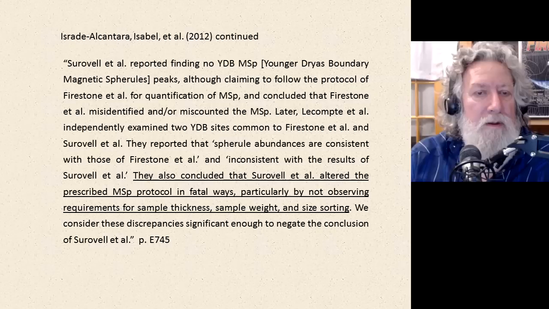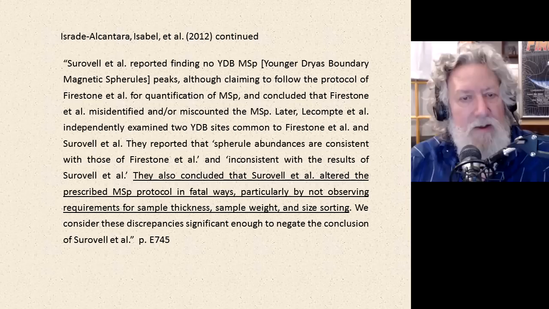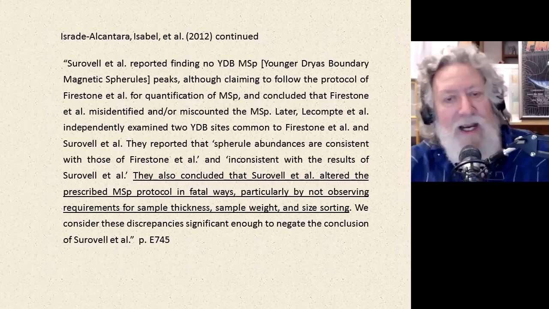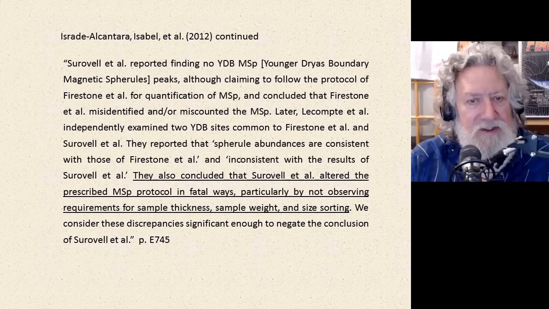So then the Alcantara paper goes on to say that the Surovell paper, which I'm going to come back to in a second, reported finding no Younger Dryas boundary magnetic spherules, no peaks of magnetic spherules, although they claimed to follow the protocols of Richard Firestone and his team, which they laid out very explicitly, how they step-by-step went through these sedimentary samples that they were looking at, these aliquots, and were able to then filter out the non-impact material, because the impact material, you're talking about maybe a few hundred parts per million, right? So it'd be very easy to get lost if you don't have the proper procedure in place to isolate that stuff. You see what I'm saying?